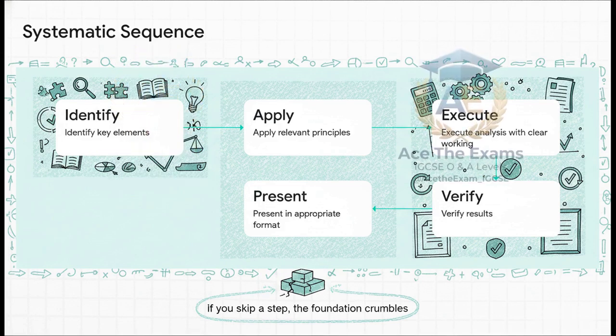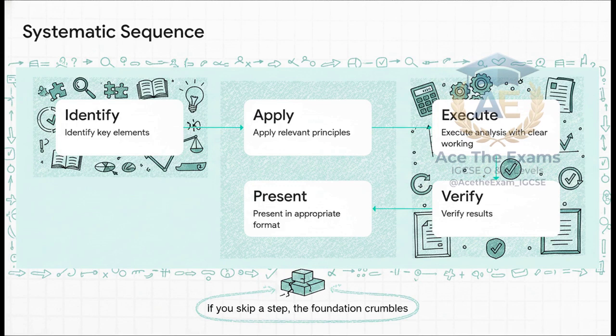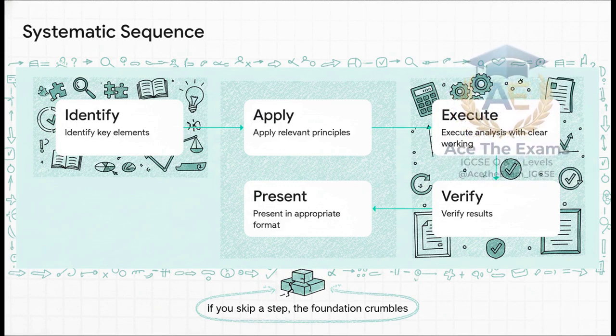Step 4, verify your results. Does the accounting equation still balance? Do your debits equal your credits? And Step 5, present it all in the appropriate format. If you skip a single step, your foundation crumbles. This sequence is precisely how you navigate the chaos of raw exam data and turn it into a flawless answer.